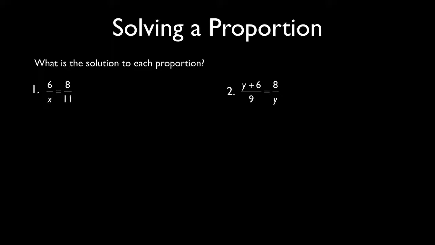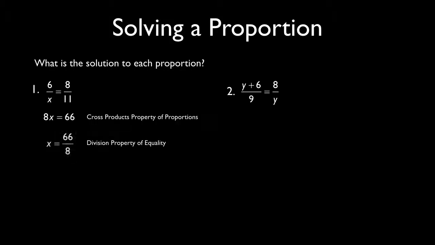So we can solve a couple of proportions here really quick. This first one, we'll use the cross product property of proportions. So that tells us that 8x is equal to 66. We'll use the division property of equality, and then we will simply simplify the ratio that we got. So x is equal to 33/4. Leave your answers as fractions. Do not put them in mixed numbers. Do not change them to decimals.